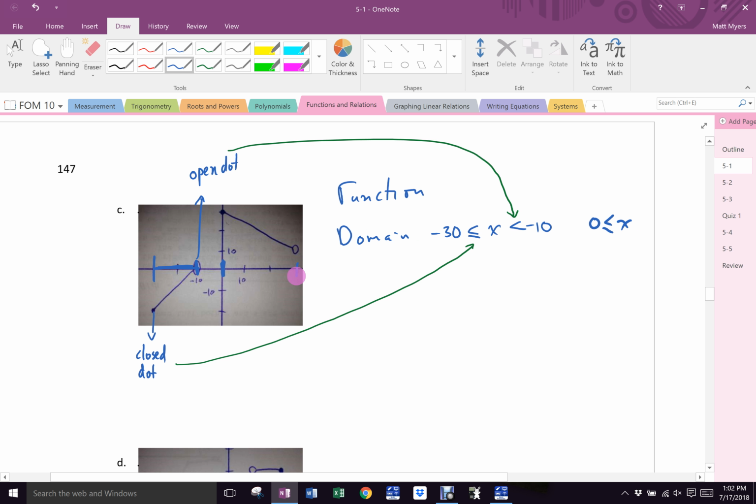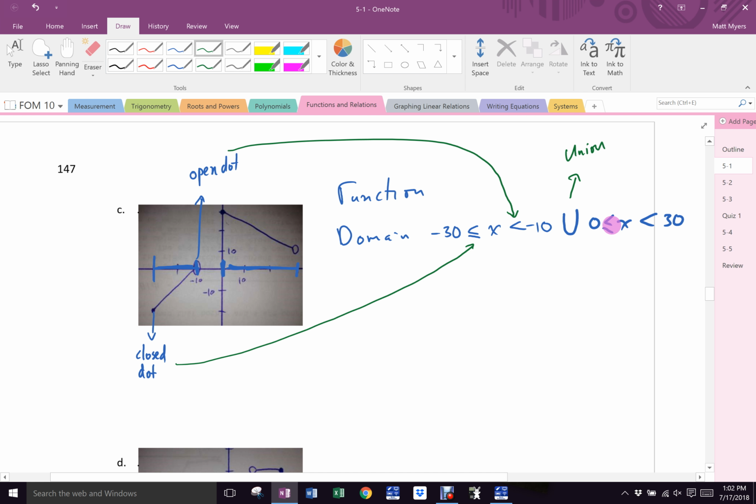And it goes up to what? 30. Does it hit 30? So it's less than 30. Because there are 2 different sets, we put a U between them. And the U stands for union.